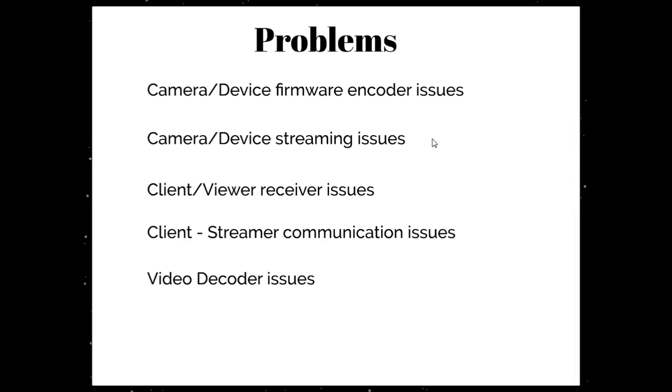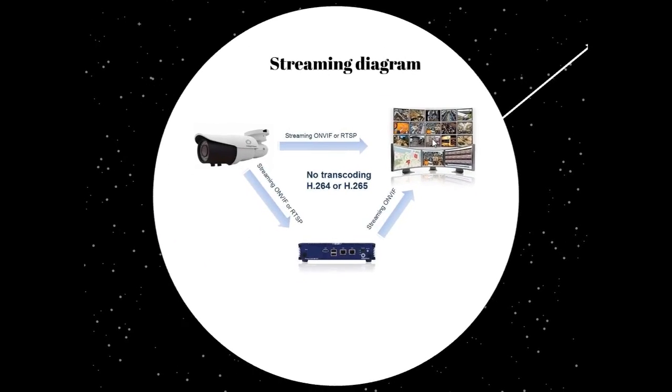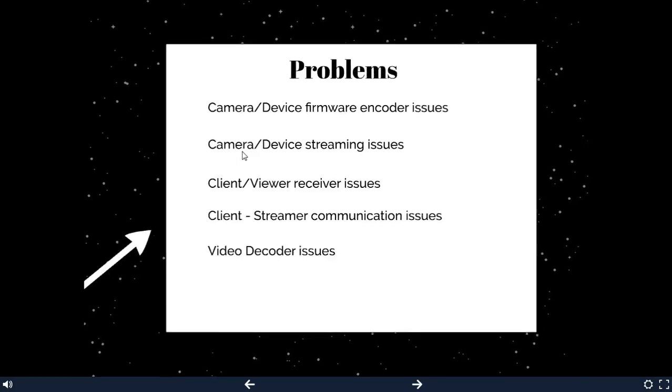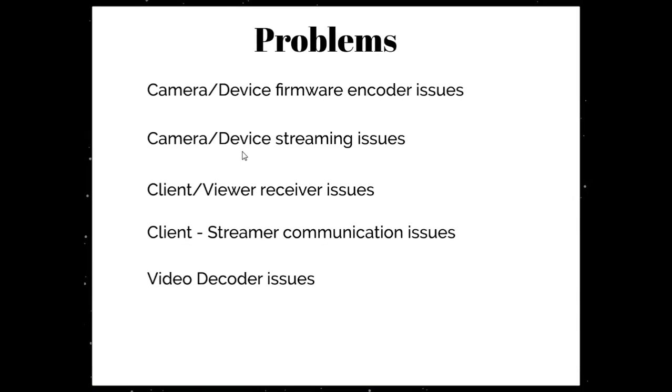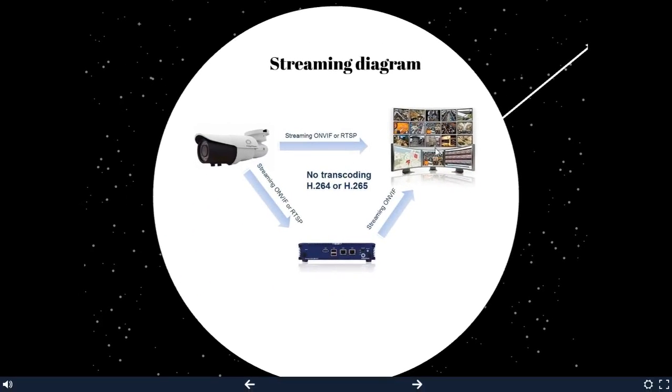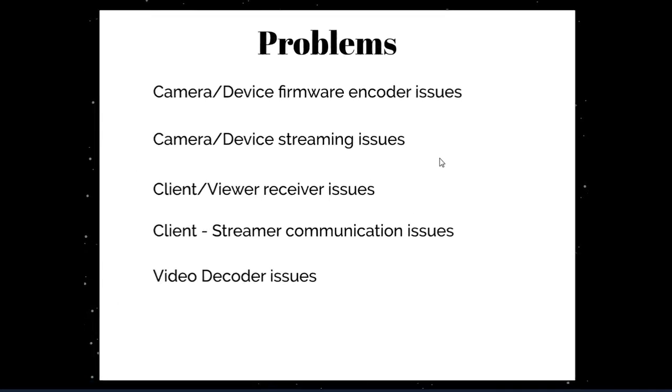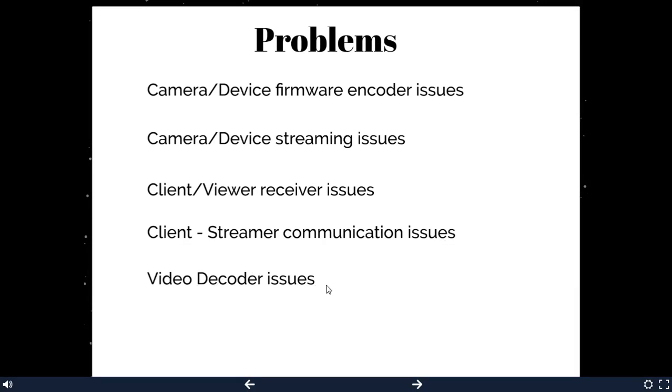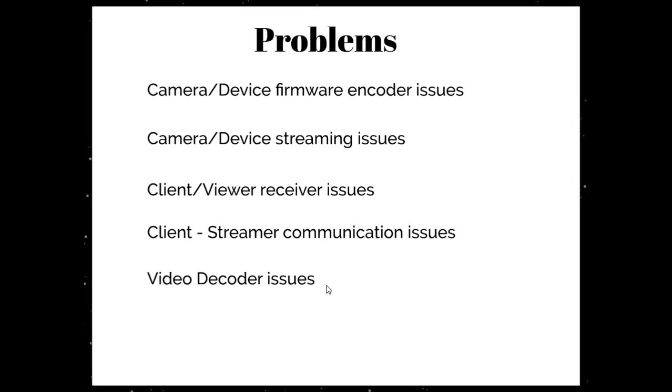Now you can already understand the problems. All these three devices can have problems. The camera or device that's streaming can have an encoder problem inside this box. Second, the camera or device can have a streaming issue, and the client and viewer can have a receiver issue. The recorder can have a receiver issue and a streamer issue as well, because it records the stream and then streams it as well. Then there are communication issues and video decoder specific issues, but we're going to talk about this in the next couple of slides, and you will see what I mean about video decoder issues.